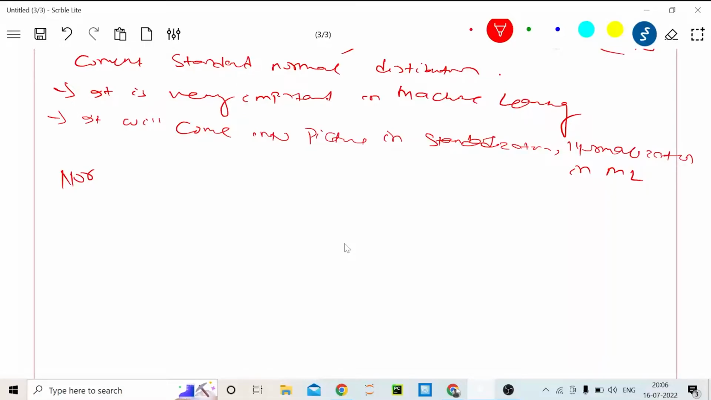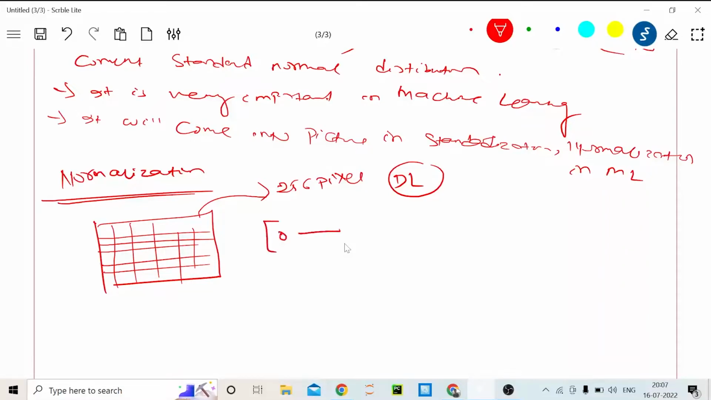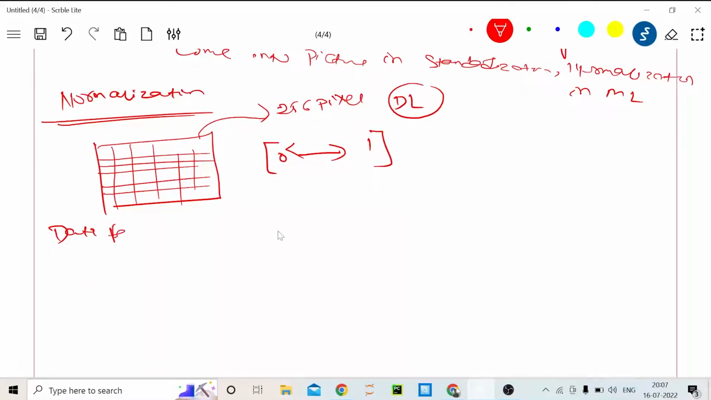Then you may ask me, what is normalization? In normalization, there may be a scale, and I will give you an example. In an image, the image is divided into pixels, that means 256 pixel values. In deep learning, when we use ANN or CNN and do some operation, what do you do first? You convert all the pixels to between 0 and 1. That means the definition will be: data feature values converted into 0 to 1.